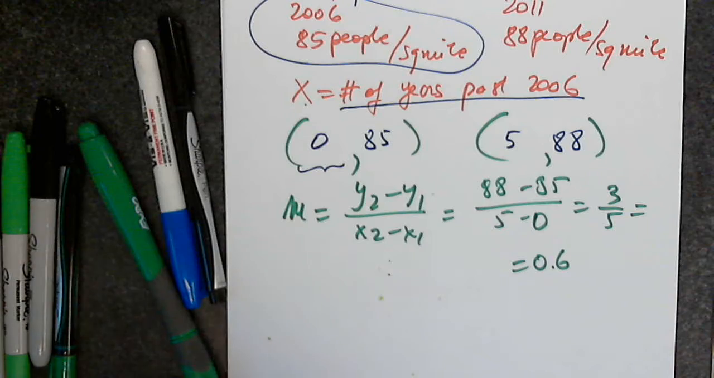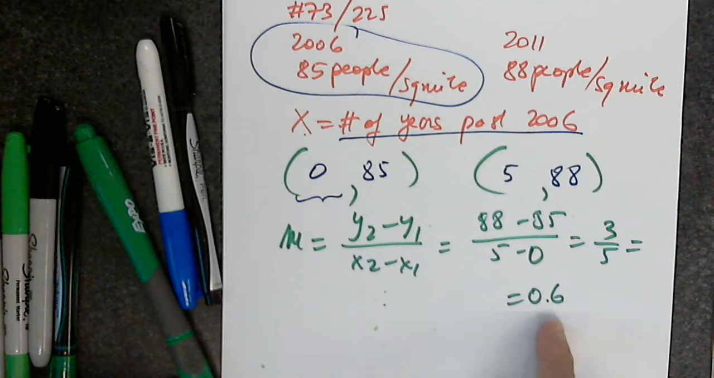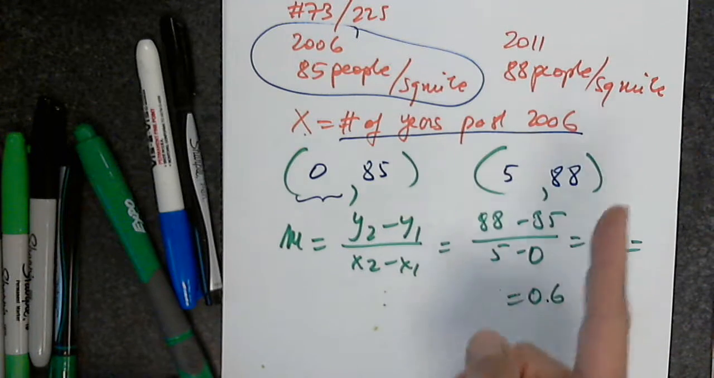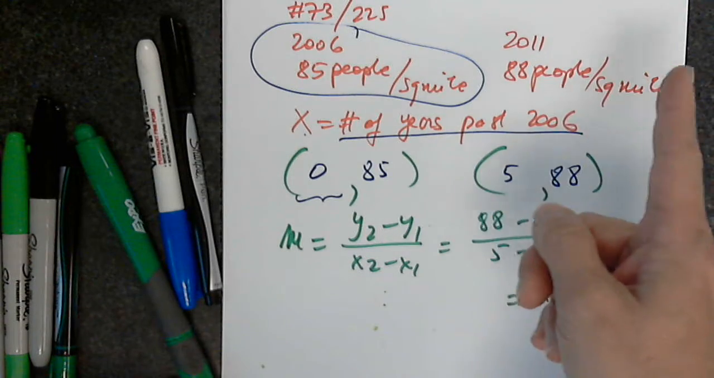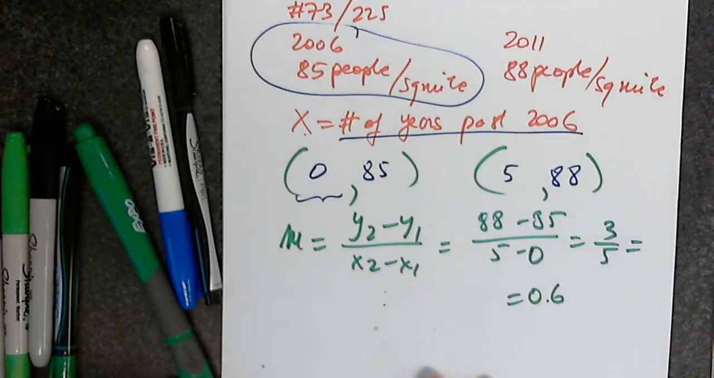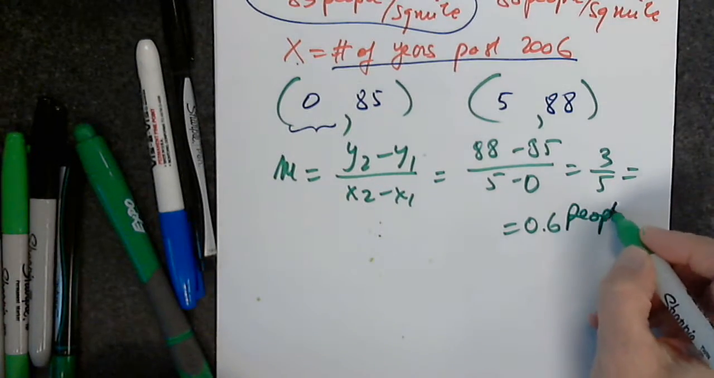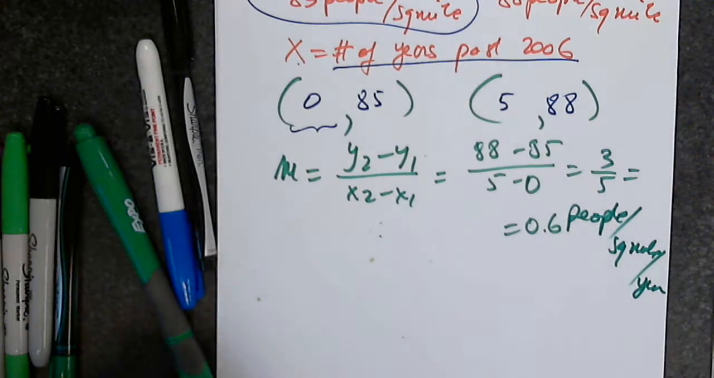People per square mile. Exactly. Per year, right? So the measurement unit of the top is people per square mile. The measurement unit for the bottom is year. So people per square mile per year is the increase. Okay? So people per square mile per year.